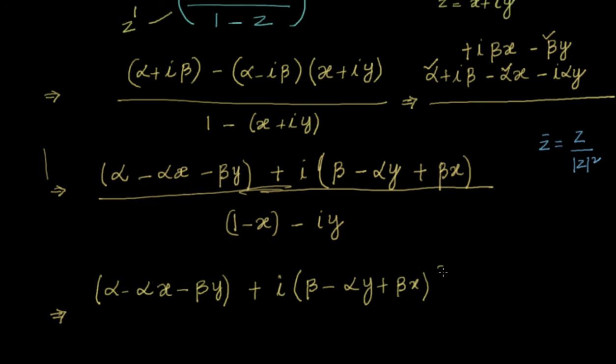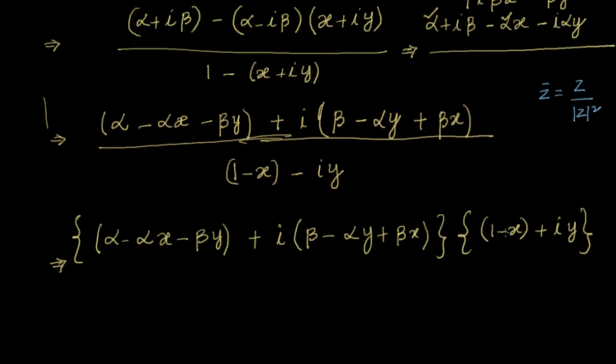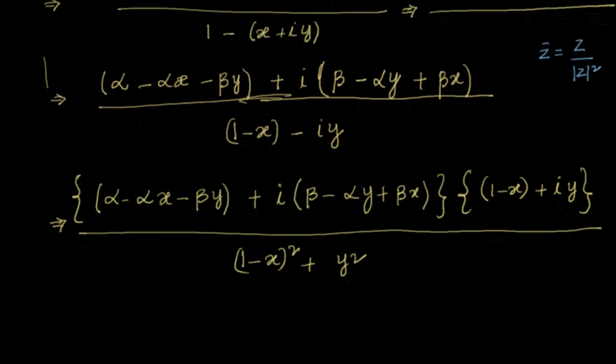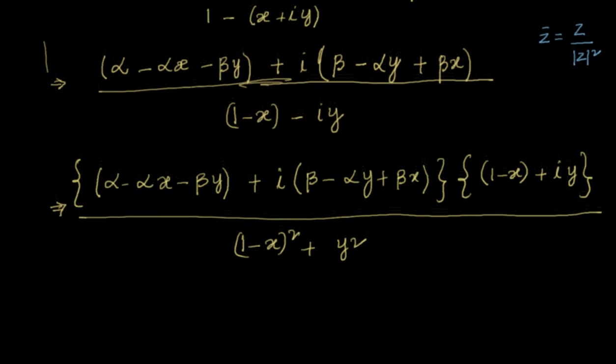This whole thing I have to multiply with 1 minus x plus iy, that is the conjugate of that. And in the denominator, what will come? In the denominator, we will have 1 minus x whole square plus y square. So this is our final equation. From this, we have to search where we have imaginary part equal to 0. We have to find out the imaginary part, and after that, we have to equate it to 0. That is what we have to do.